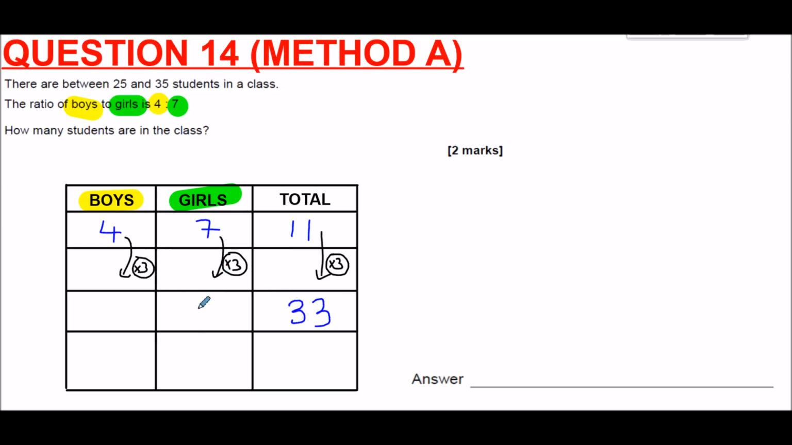Seven times 3 is 21. 4 times 3 is 12. So you'd have 12 boys and 21 girls, which would be a total of 33 students. To be honest, we only asked what the total number of students is. We don't, strictly speaking, need to know how many boys and how many girls there are, but it's nice to know anyway. So 12 boys, 21 girls would be a total of 33 students.